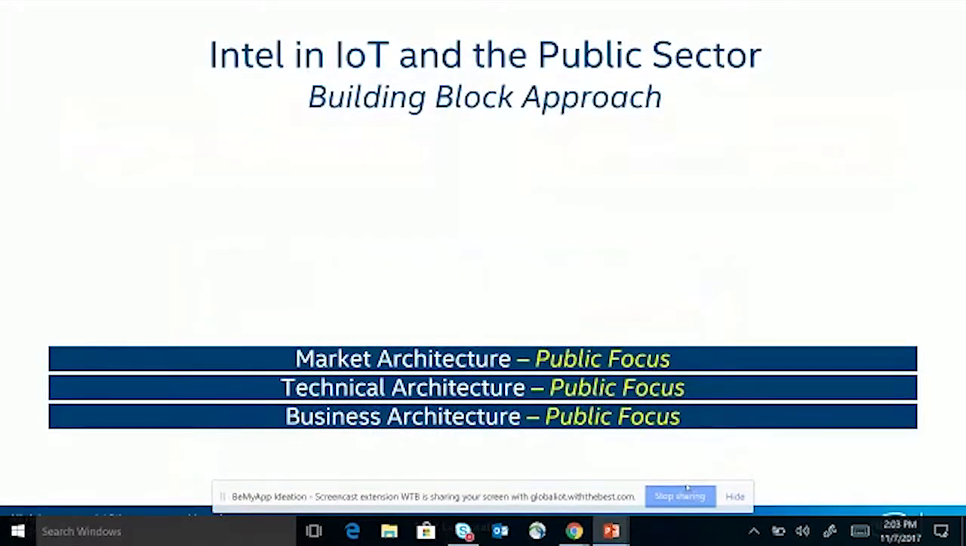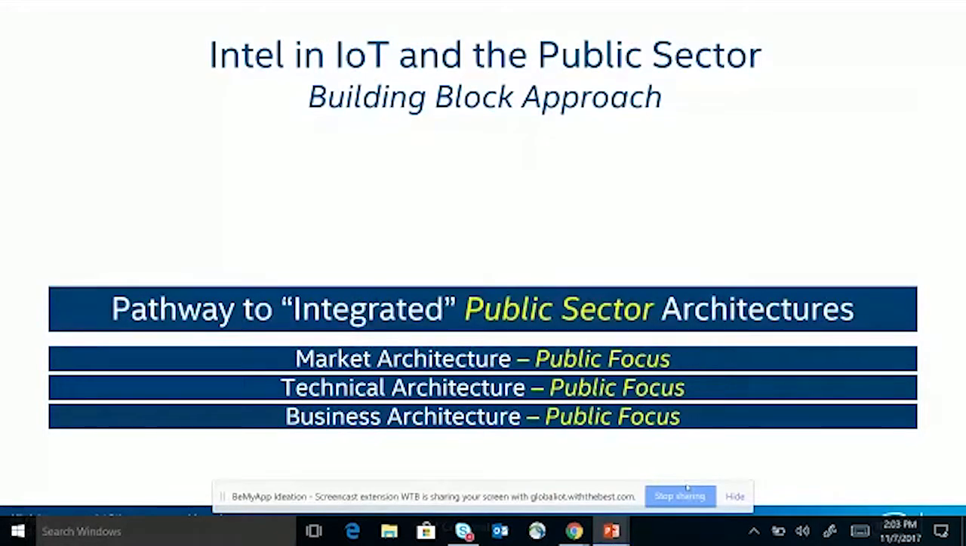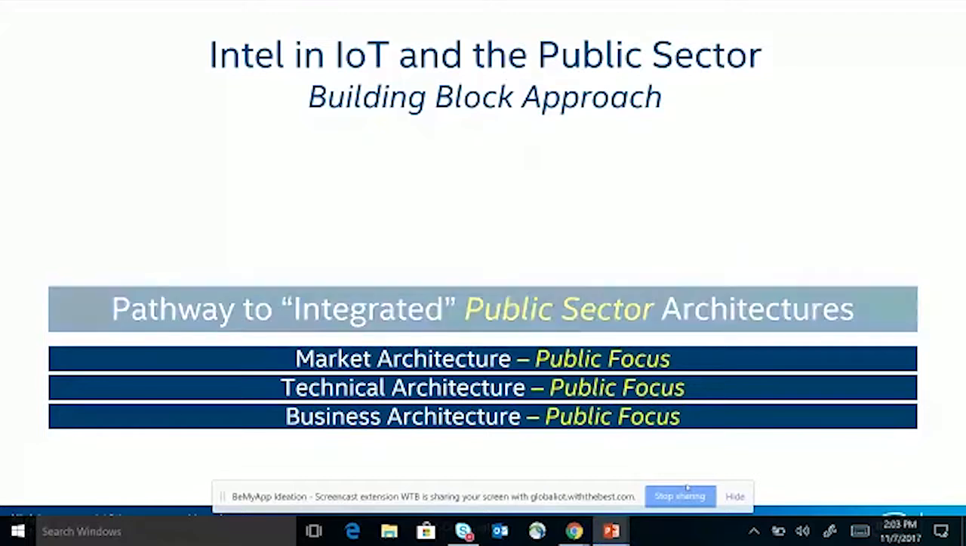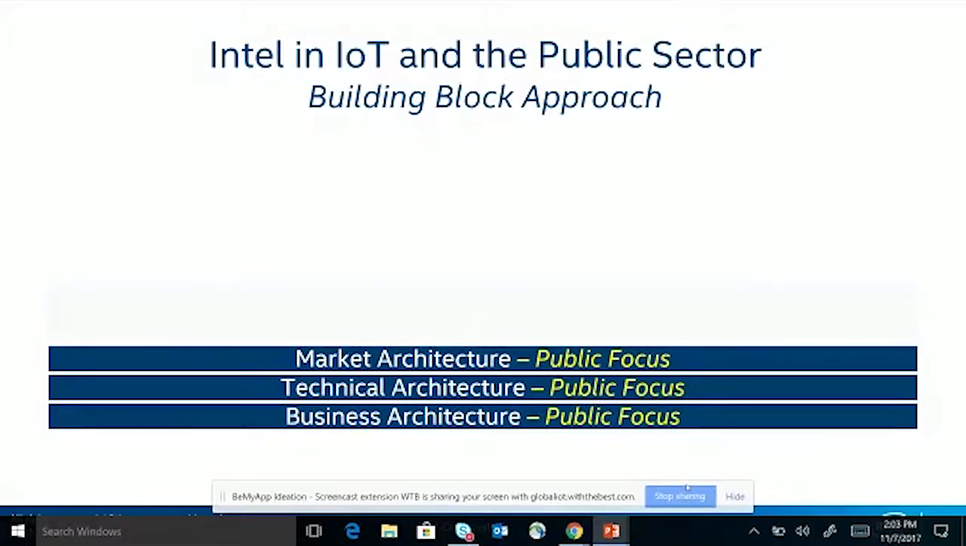We think about IoT in three distinct architectures: the business architecture, the technical architecture, and the market architecture. I will unpack each one of those architectures and some of the key attributes in each. At the end of the day, what we will have is an integrated public sector architecture. This is really important because if we don't integrate each of these unique architectures into a public sector architecture, we will not be able to achieve the desired result. I'll share some examples around that as we move forward.